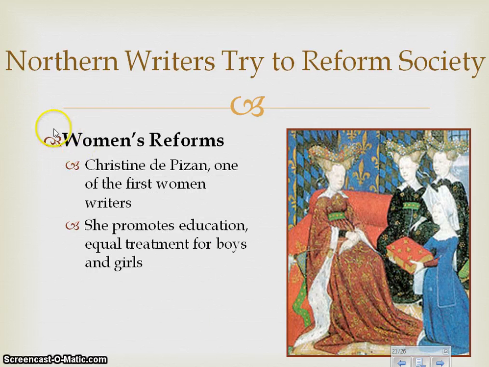Another thing that starts to happen in the Northern Renaissance is women's reforms. We have an educated woman who stands up and writes one of the first novels by a woman. Her name is Christine de Pizan. She also promotes education. She believes that both women and men should be educated. This was a huge and very different idea at the time. Many people did not believe that women needed to be educated. So the fact that this woman existed and was educated is very important for us to know.